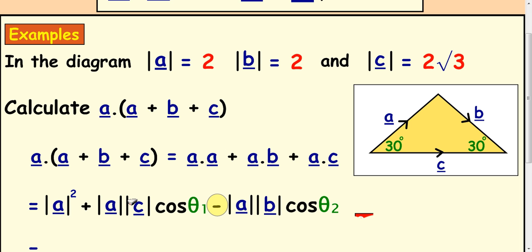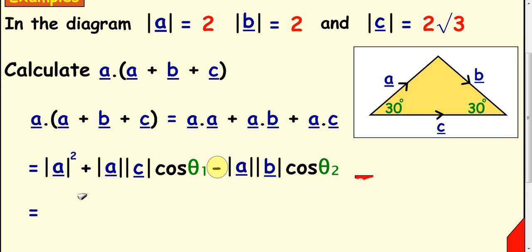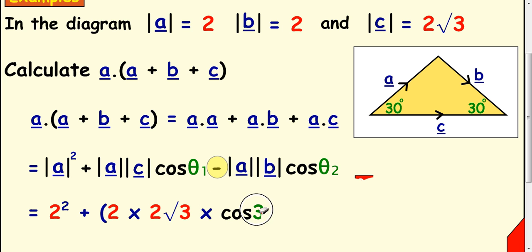Now you could have the takeaway up here and the plus at the end. It doesn't make a difference. I've just done it this way around. So magnitude of a squared, that's going to be 2 squared looking up here, plus magnitude of a times magnitude of c, so that's going to be 2 times 2 root 3, and then cos of the angle in between a and c, which is 30. And then we're going to have a takeaway.